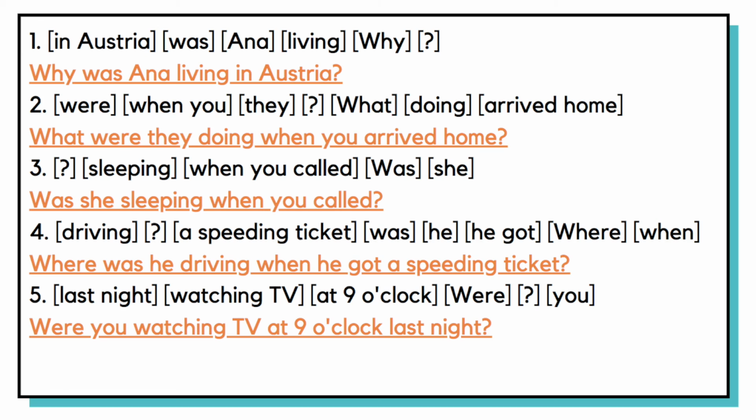Number 1 says, why was Anna living in Austria? Number 2 says, what were they doing when you arrived home? Number 3 says, was she sleeping when you called? Number 4 says, where was he driving when he got a speeding ticket? And number 5 says, were you watching TV at 9 o'clock last night?